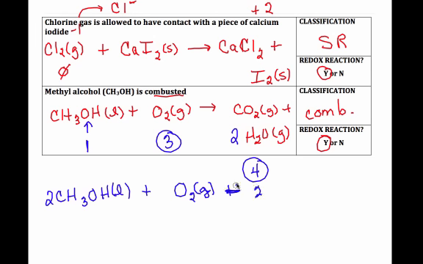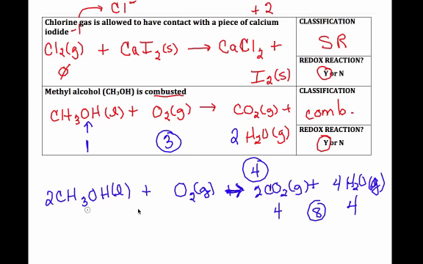Whoops, should be an arrow. Sorry about that. 2 CO2 gas. Now I'm going to put a 4 in front of the water. Okay, now I've got 4 plus 4 gives me 8 oxygens, but notice I have 2 oxygens here. That means this has to give me 6. So I'm going to put a 3 in front.